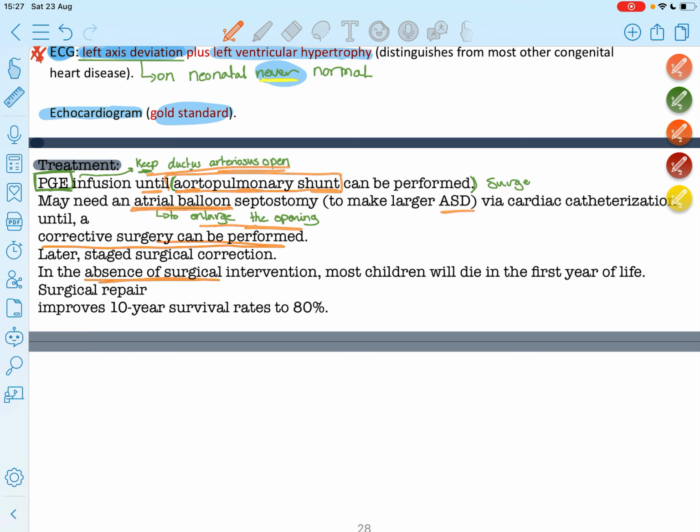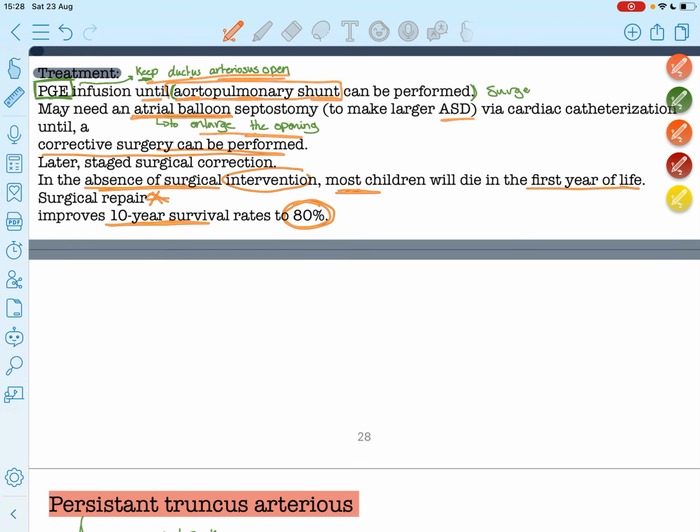In the absence of surgical intervention, most children die in the first year of life. But with surgical repair, it improves 10-year survival to 18%. That is tricuspid atresia.